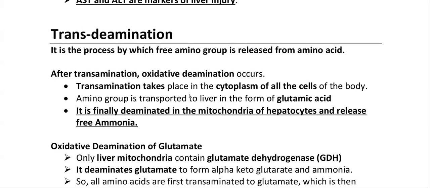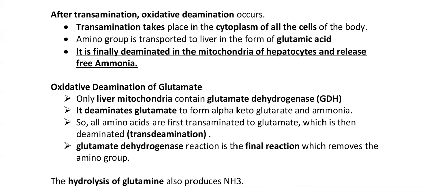Transdeamination. It is the process by which a free amino group is released from an amino acid. After transamination, oxidative deamination occurs. Transamination takes place in the cytoplasm of all the cells of the body. The amino group is transported to the liver in the form of glutamic acid. It is finally deaminated in the mitochondria of hepatocytes and releases free ammonia.